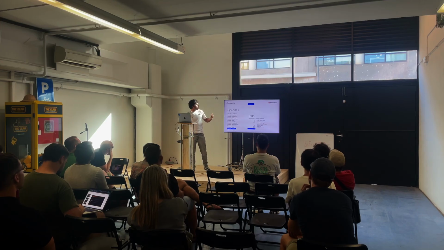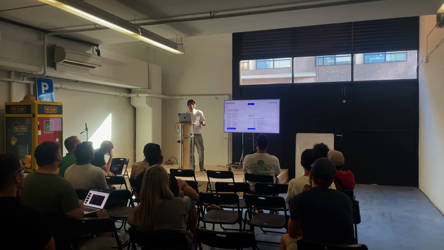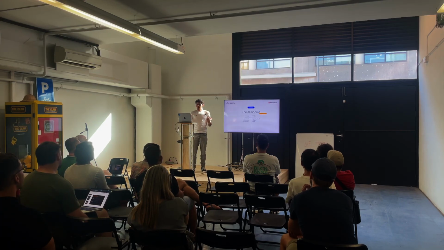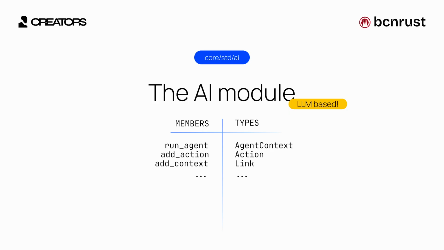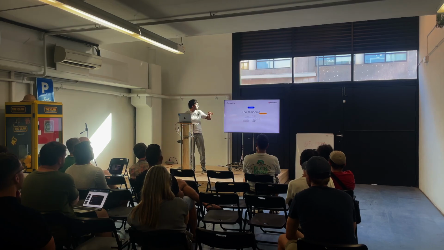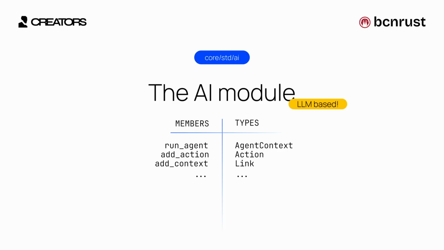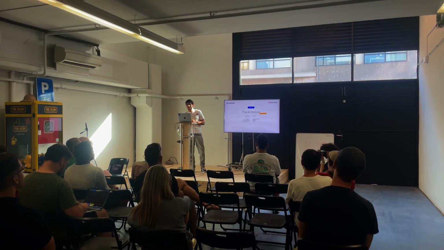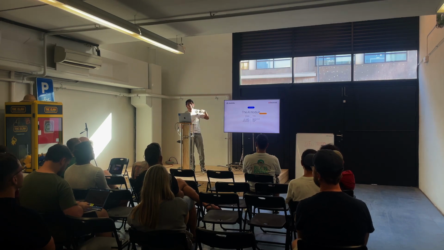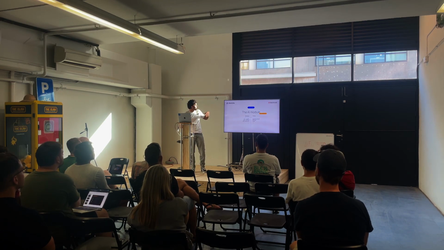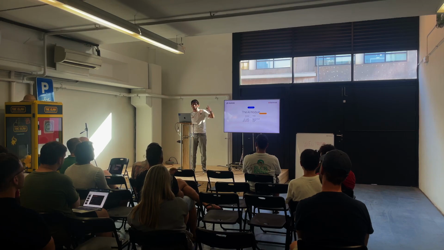But there is one module which changes everything on the driver virtual machine itself, which is the AI module. Basically, the AI module has different members and different types, but what it does is that it takes LLMs, which everyone is talking about right now, and converts LLM outputs into execution. It has different methods, run agent, add action, add context, and different types, but the most important method is run agent. Run agent has the ability to execute things of the standard library itself by an autonomous execution.